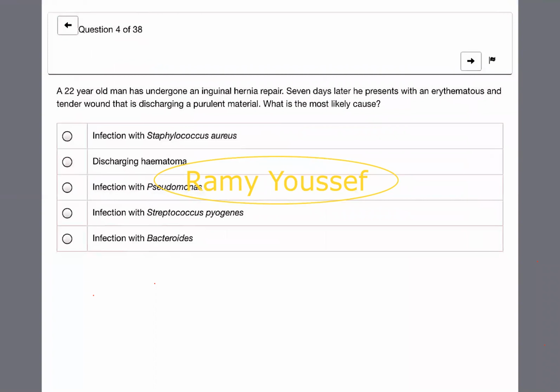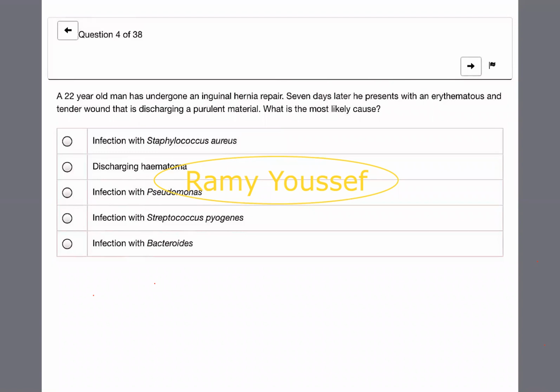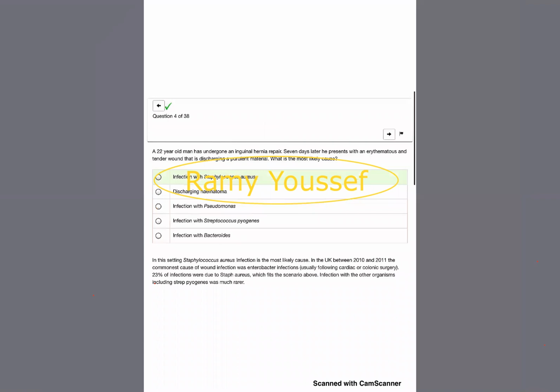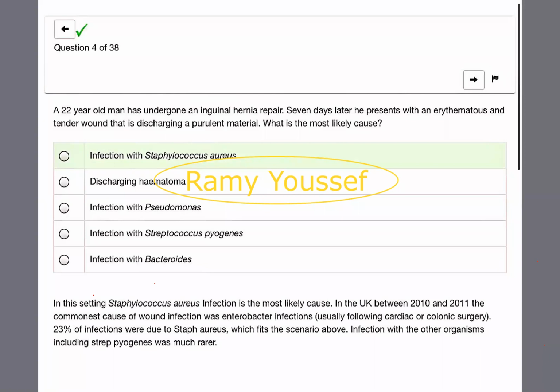Next question. A 22-year-old man has undergone an inguinal hernia repair. Seven days later, he presents with an erythematous and tender wound that is discharging purulent material. What is the most likely cause? Infection with Staphylococcus aureus. Post-operative wound infection after repair is most commonly caused by Staph aureus. Clear, straightforward?